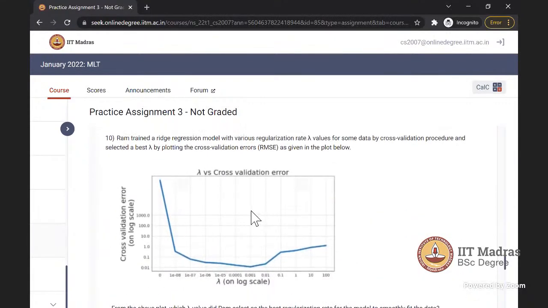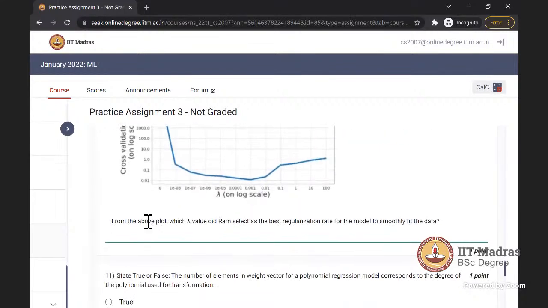Question number 10. I think somebody mentioned something like this when we were discussing the activity questions earlier. Ram trained a ridge regression model with various regularization rate, lambda, values for some data by cross-validation procedure, and selected a best lambda by plotting the cross-validation errors as given in the chart below. From the above chart, which lambda value did Ram select as the best regularization rate for the model to smoothly fit the data? Which one do you think is the right answer?